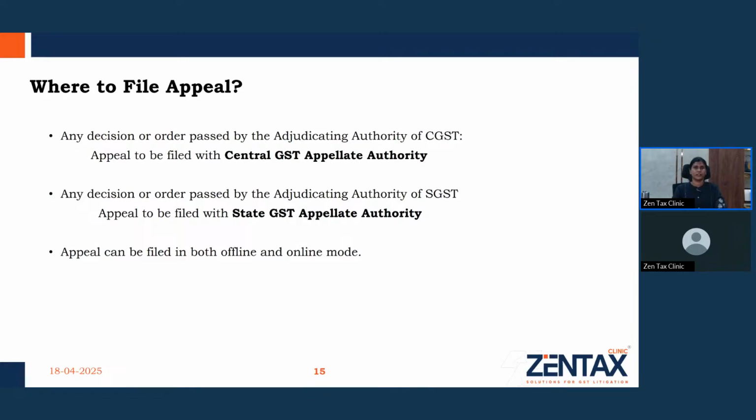Where to file this appeal? If any decision or order is passed by the adjudicating authority of CGST, then appeal is to be filed with Central GST Appellate Authority. If any decision or order is passed by adjudicating authority of SGST, then appeal has to be filed with State GST Appellate Authority. Appeal can be filed in both online and offline mode.